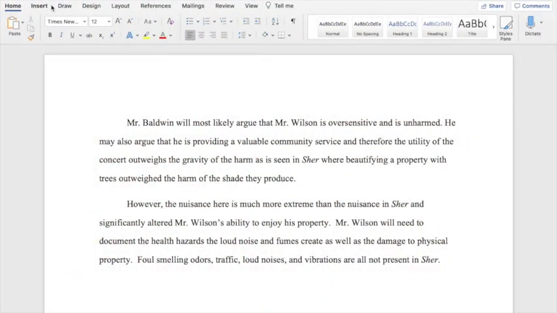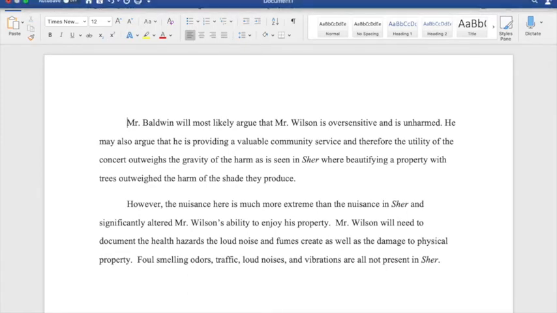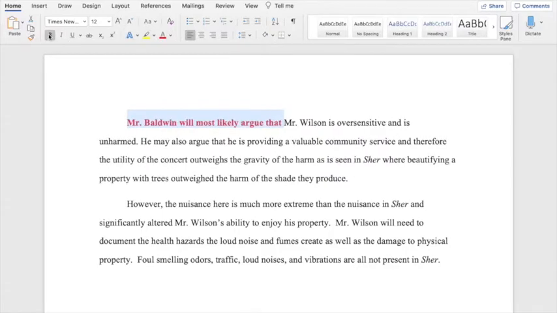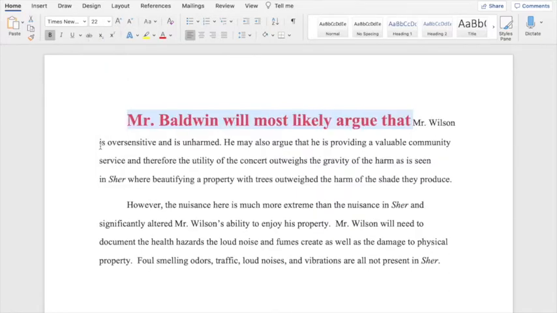Okay. So we see classic predictive memo language here in this particular counter argument. "Mr. Baldwin will most likely argue." That's like this great big red flag saying, over here, look over here, this is what our weakness is. Which is great for a predictive memo, right? Because we want to let the others in our firm know what we've got to be on the lookout for and what we've got to strategize around.